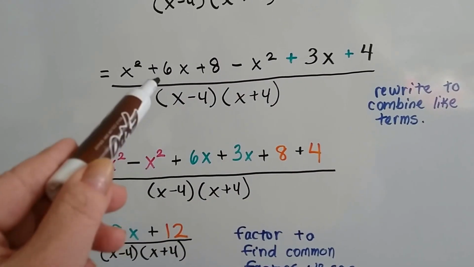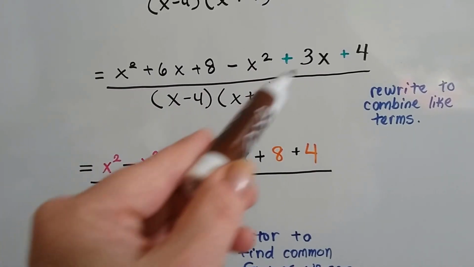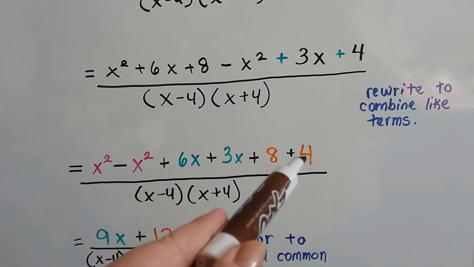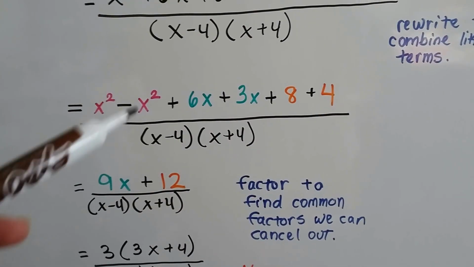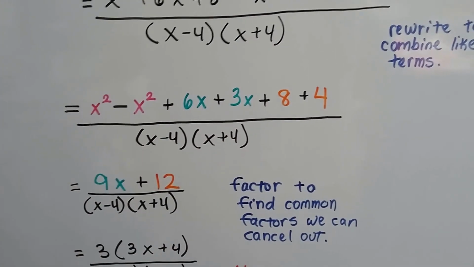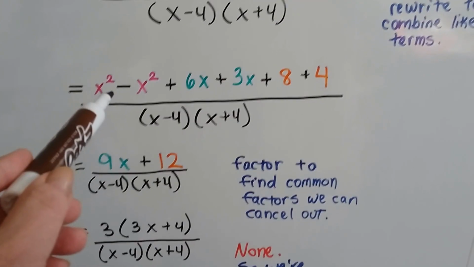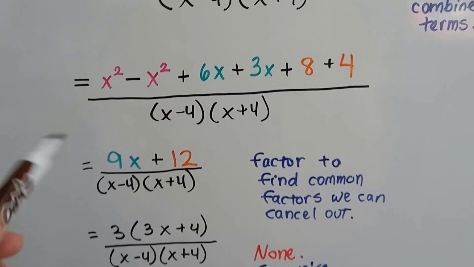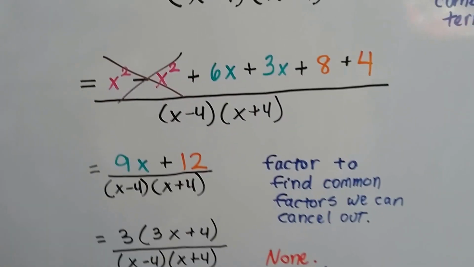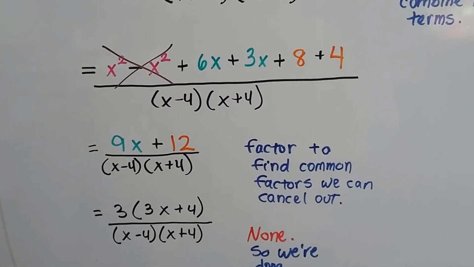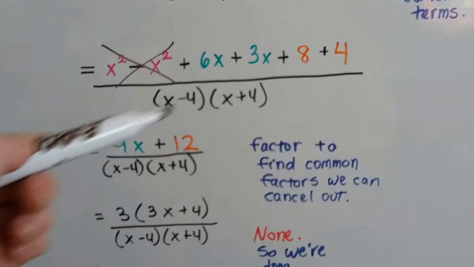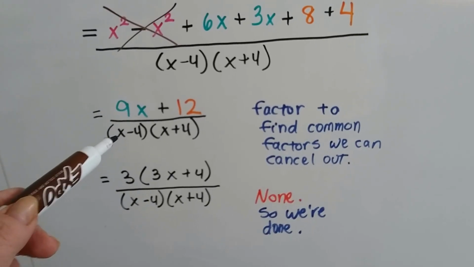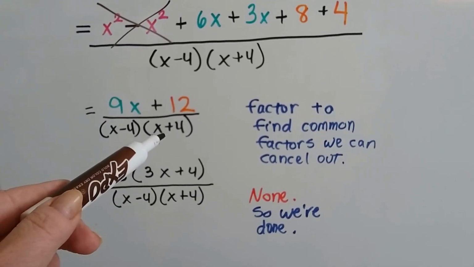They're pink. Then we've got this positive 6x and this positive 3x, the green ones. Then we've got a positive 8 and a positive 4. See that? So we've got pink, we've got green, and we've got orange. And then these colors can be combined with each other. So if we've got x squared minus x squared, that's a 0 pair, isn't it? So that completely cancels itself out. It's eliminated itself. It's a 0 pair. 6x and 3x makes 9x, and 8 plus 4 makes 12. So now we've got 9x plus 12 over x minus 4 times x plus 4.